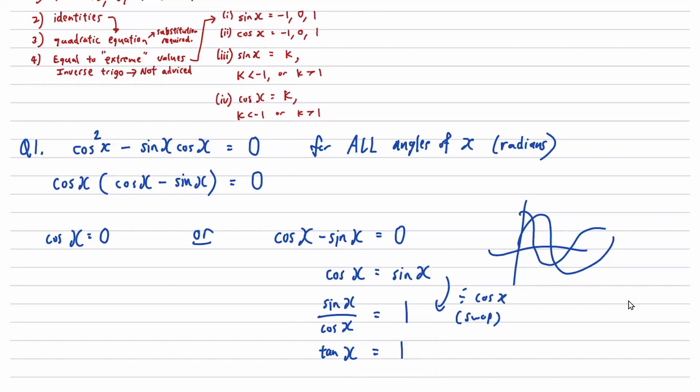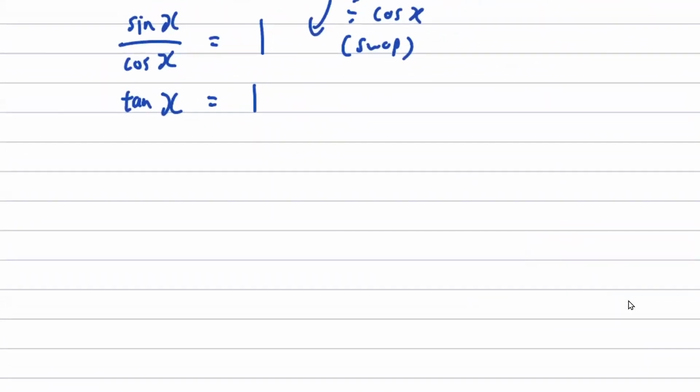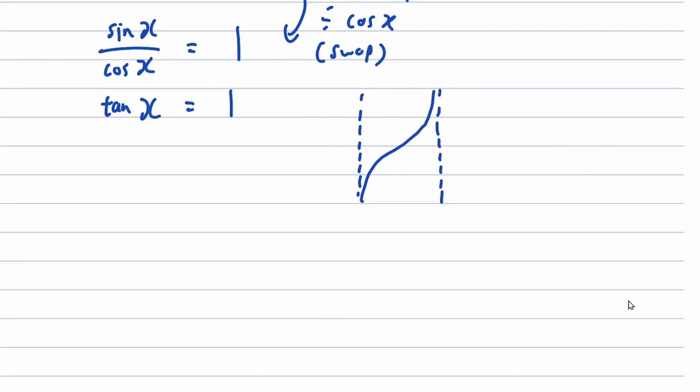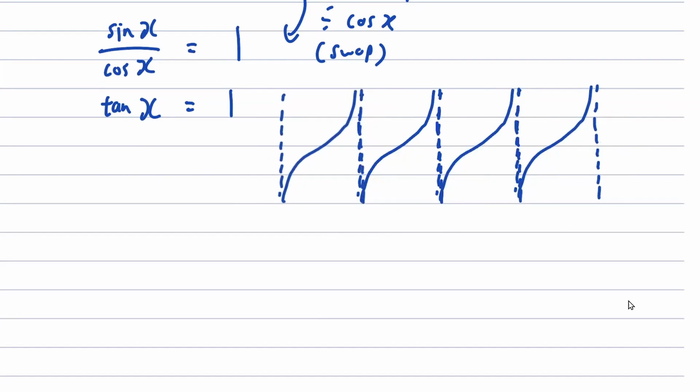Tangent of x equal to 1. How do you solve it? What you need to remember is how the tangent graph looks. Please remember how the tangent graph looks. Okay, like this. Let me just duplicate this a few times. One more on the left. Don't need so many. You get the idea.